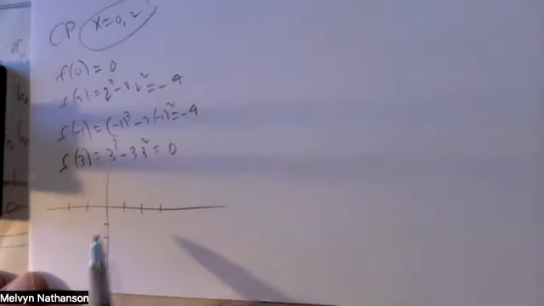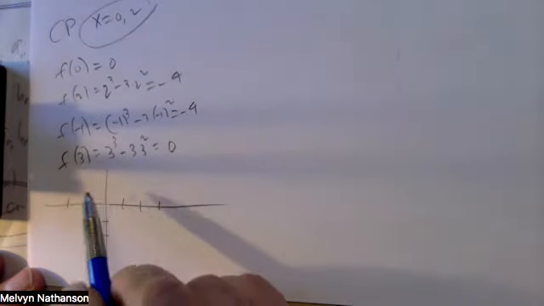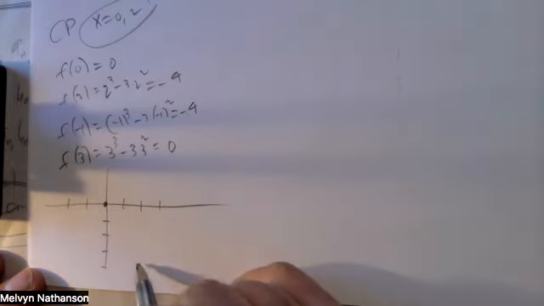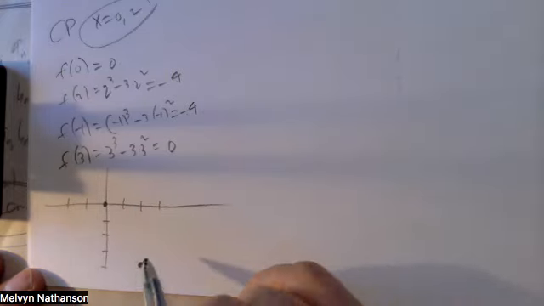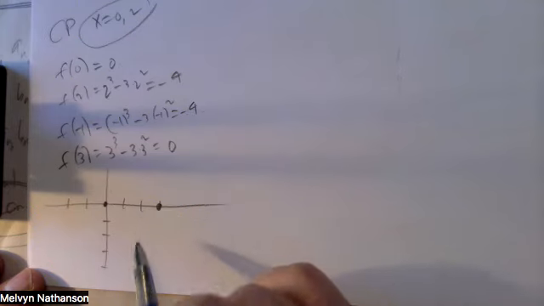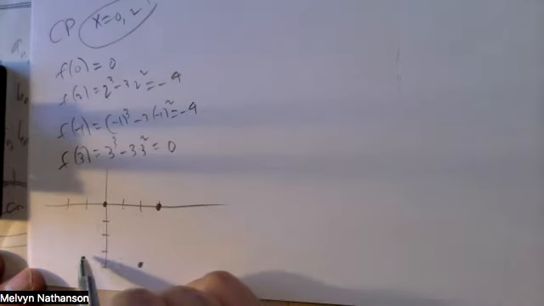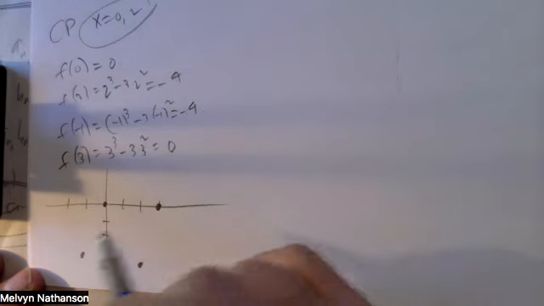So this is it: f of 0 is 0. F of 2 is -4. F of 3 is 0. And f of -1 is also -4.